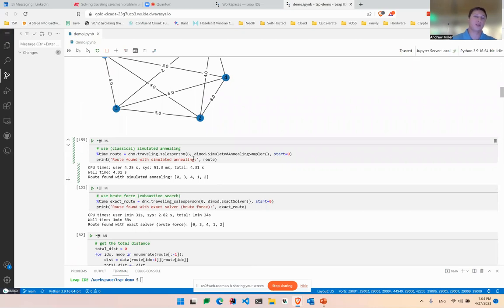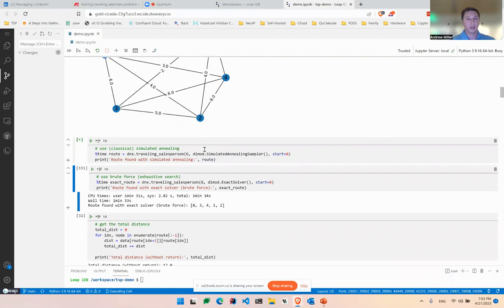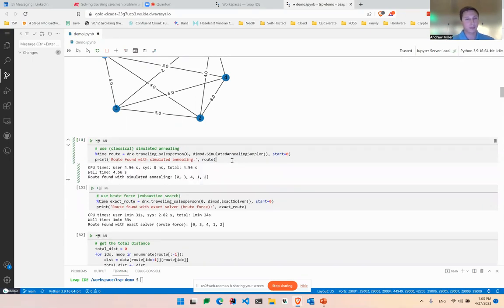Now, this is the part where it's doing simulated annealing. I'm calling a method called traveling salesperson, and I'm giving it a sampler, but the sampler is actually a simulated annealing sampler. So when a solution is evaluated, it's not being produced by a quantum machine, but by a classical machine using the simulated annealing algorithm. I also timed it to see how long it takes to run. In this case, it took 4 seconds.